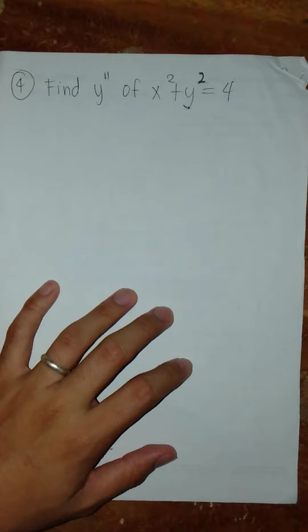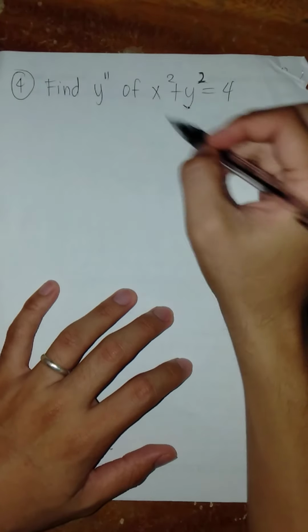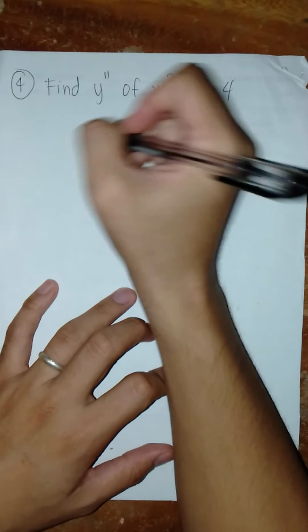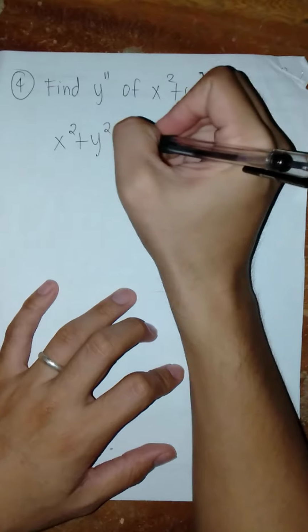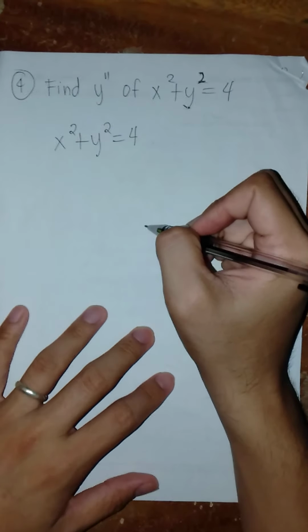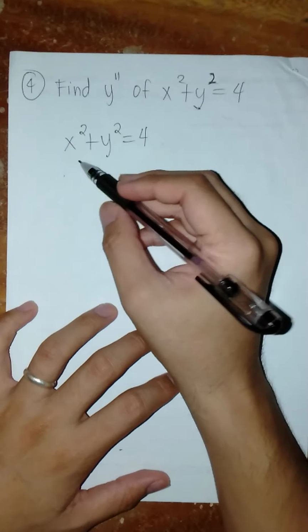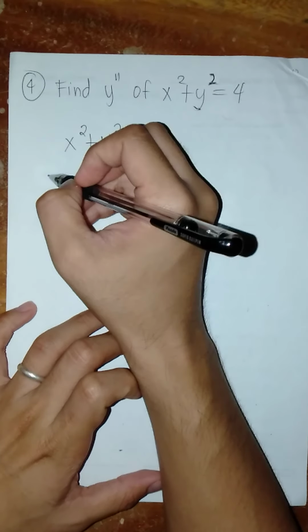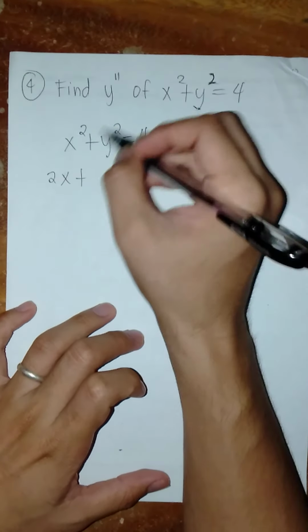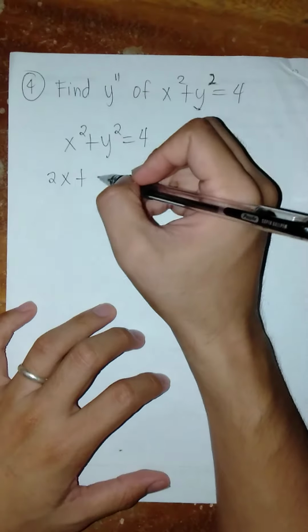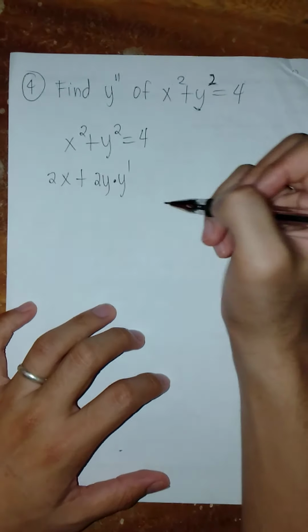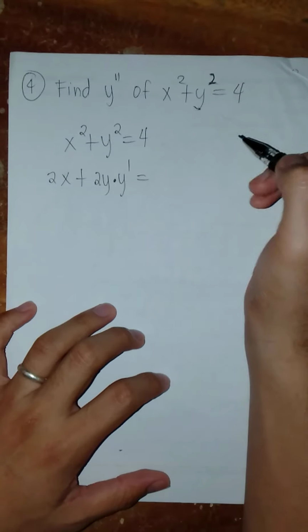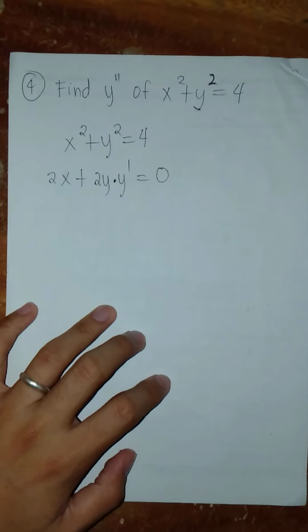Okay, rekta na. To get the first derivative, derive both sides. Sulat natin yung function: x squared plus y squared is equals to 4. Let's derive both sides. Derivative of x squared, power formula, 2x, plus derivative of y squared, 2y. Since y nga yan, mag-multiply ka ng y prime. Diba? Equals to derivative of 4, 0.